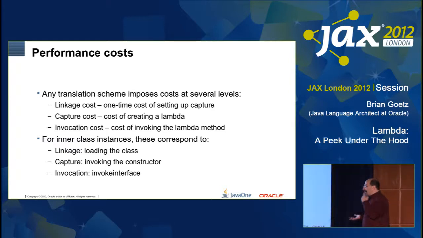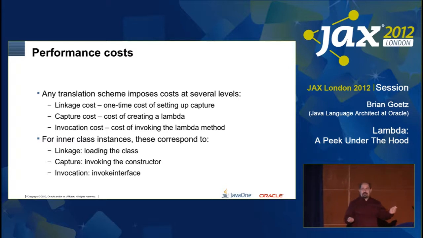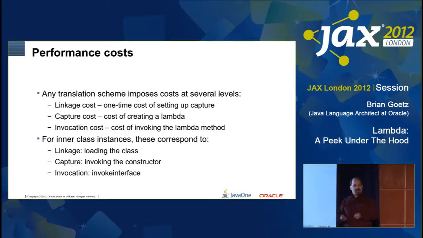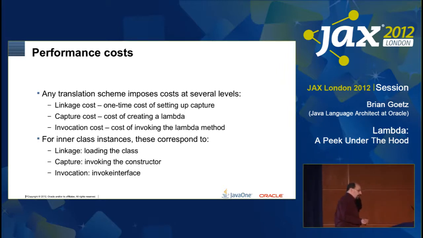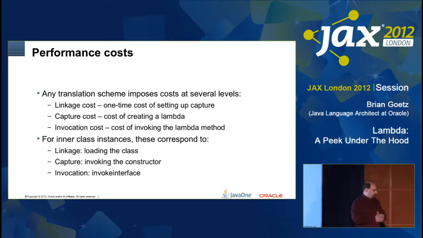And so what we're doing now is some computation to dynamically generate a class, which may or may not be slower than going to disk and getting it. And then we're loading that class, which is exactly the same as in the other case. The capture is invoking the constructor. In the default translation strategy, we link the call site to the constructor. So that's the same. And presumably the invocation cost is the same as well.